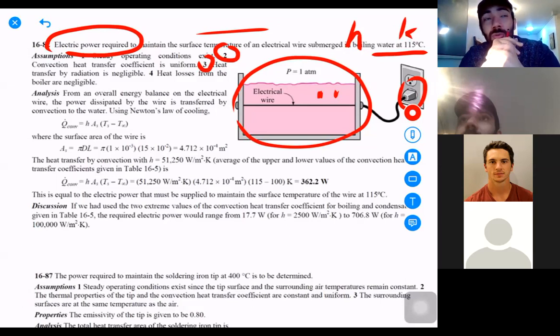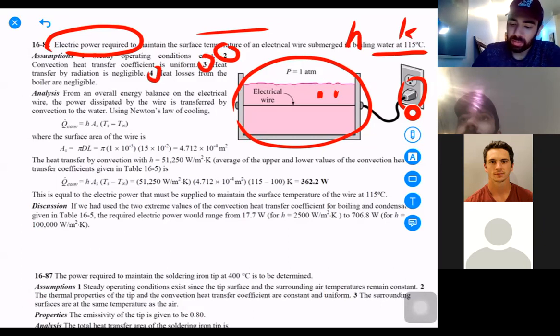It is not only for objects that are far from each other, but the material between them is actually air, or for example, it is kind of an isolated material. When we have a medium like liquid or solid, talking about radiation is not considered in most of the questions. Next is heat loss from the boiler is negligible.